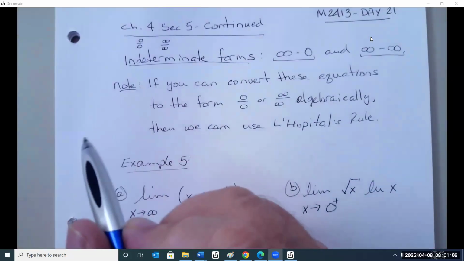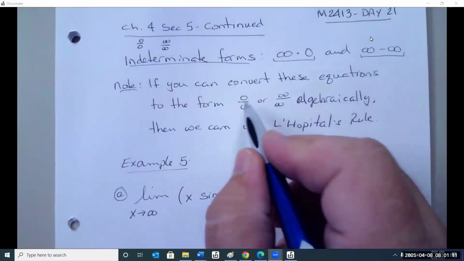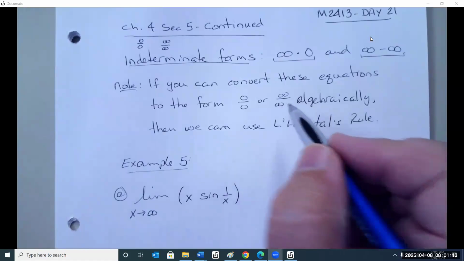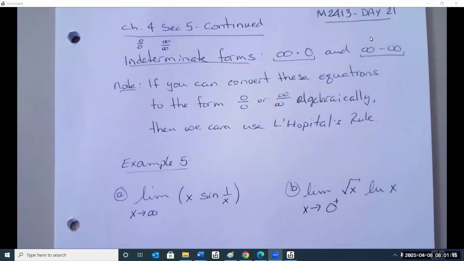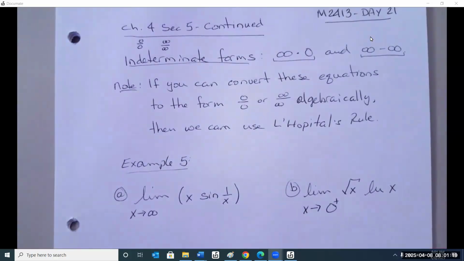Here's a note for this next section. If you can convert these equations to the form 0 over 0 or infinity over infinity, do so because it's much easier. Because we just do L'Hopital's rule top and bottom and then wait till it becomes non-zero.